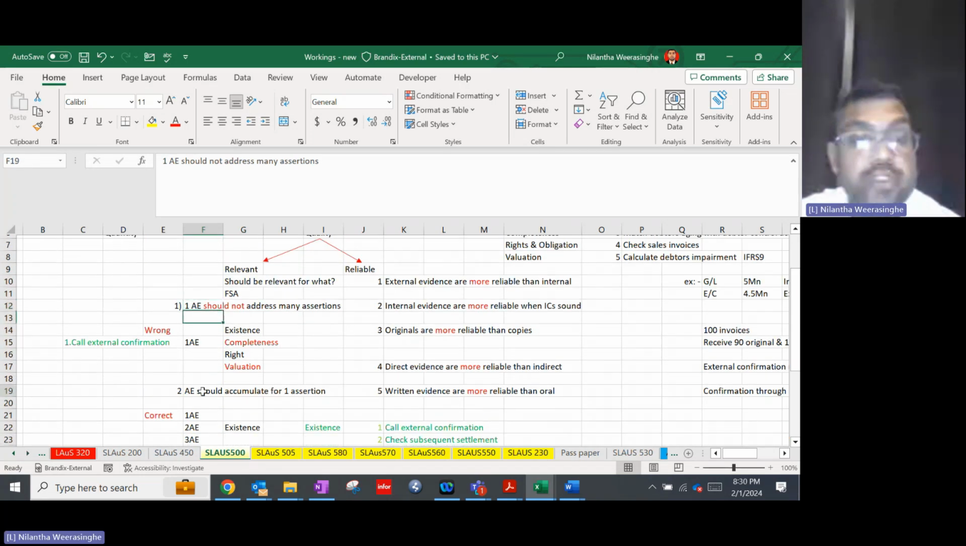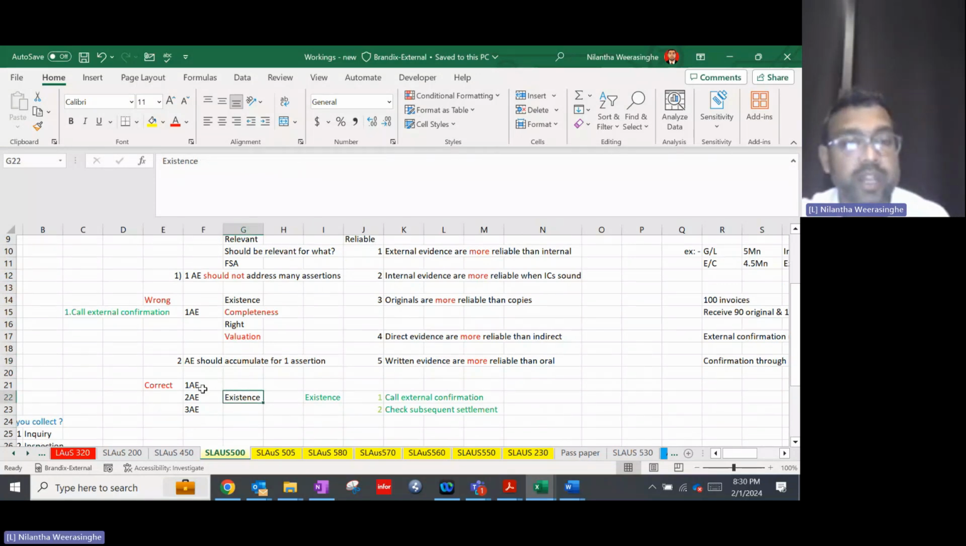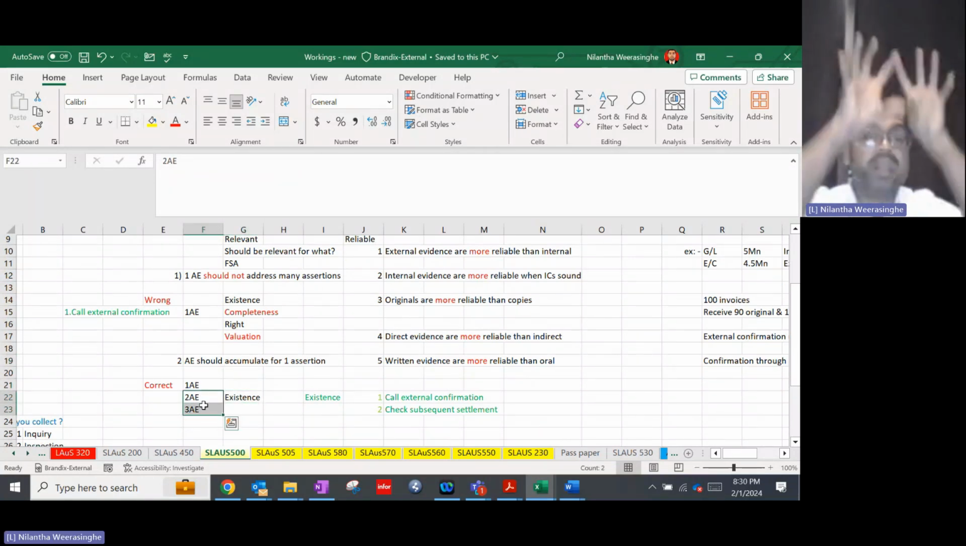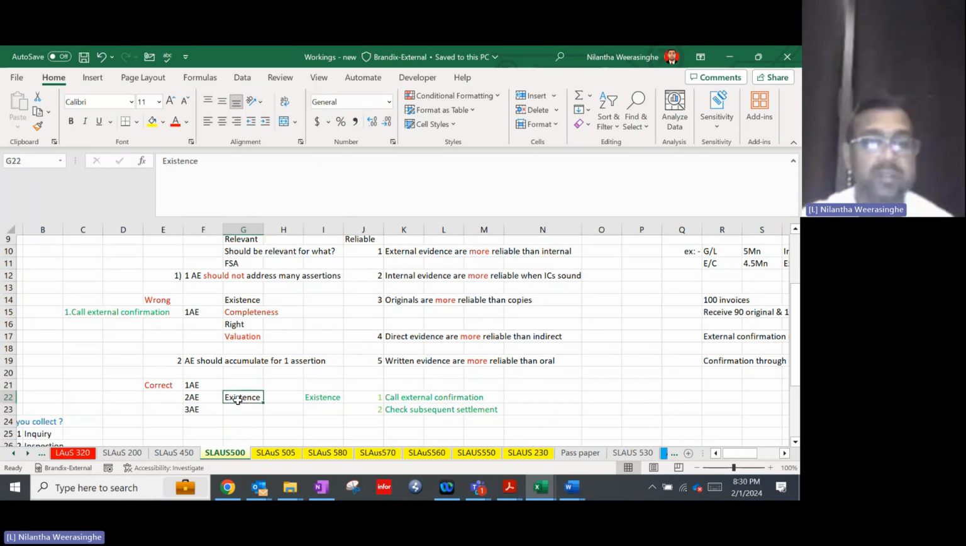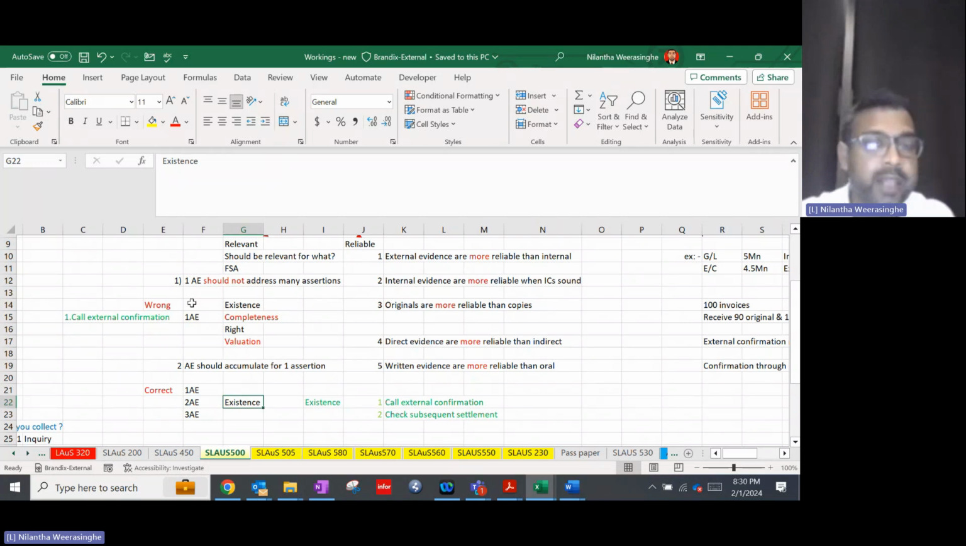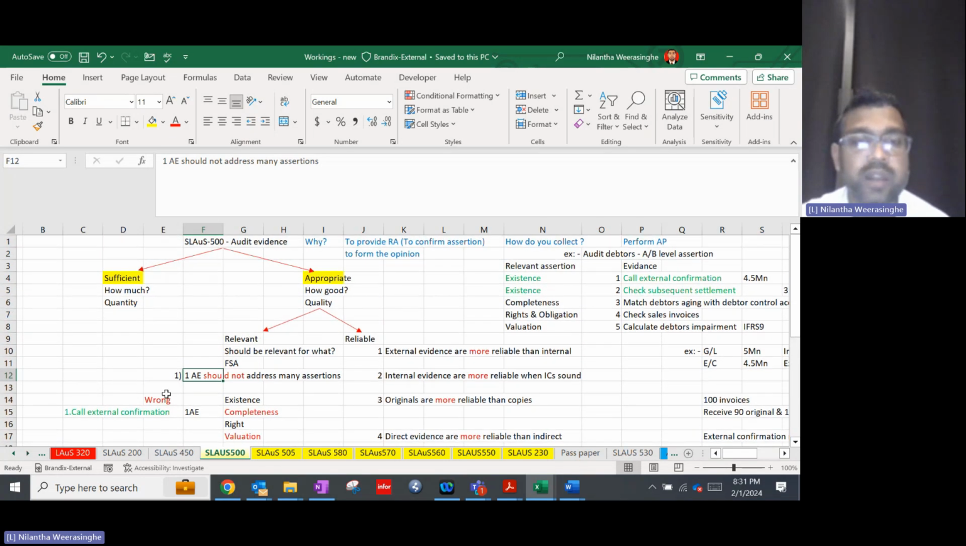And the second one, audit evidence should be accumulated for one assertion. When you are talking about an assertion, let's say existence, existence of inventory, audit evidence 1, 2, 3. Likewise, multiple audit evidence should accumulate for one assertion. Then you can say relevant. One audit evidence should be accumulated for one assertion, then this is correct. But if you're trying to address multiple assertions or many assertions through one evidence, then there's a problem. Then we can say those are not relevant. So this is the fundamental idea behind audit evidence, the basic standard, right? Audit evidence should be sufficient and appropriate, and to be appropriate, relevant and reliable.